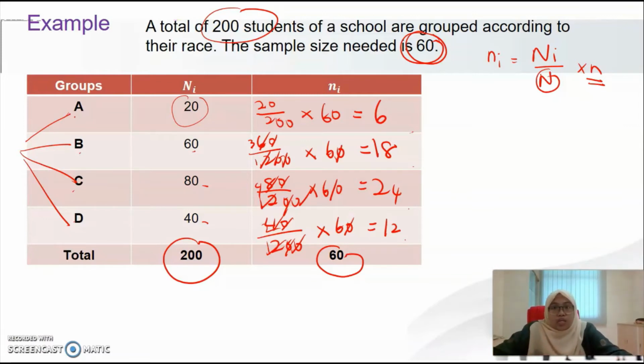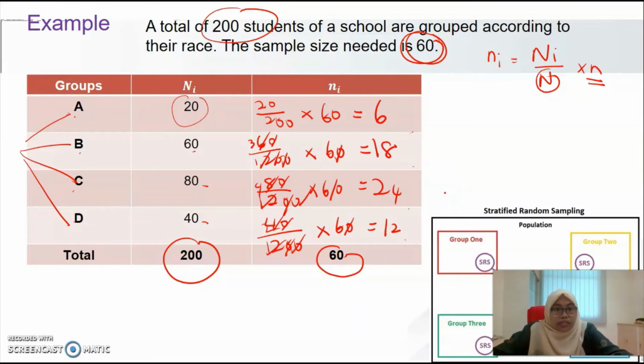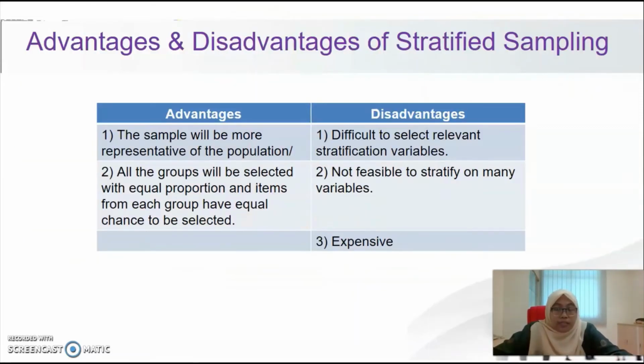Okay. So for this stratified sampling, the advantages are the sample will be more representative of the population because we take the sample from each of the strata, from each of the group. The second advantage is all the groups will be selected with equal proportion, and items from each group have equal chance to be selected.